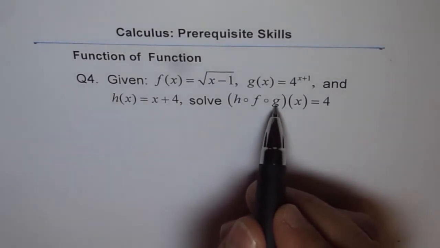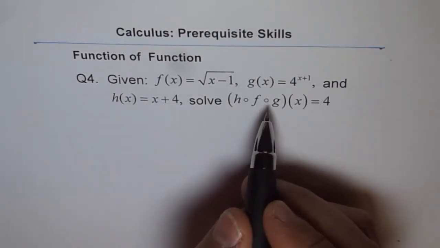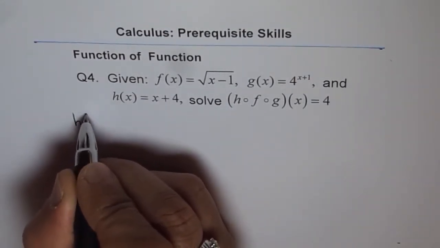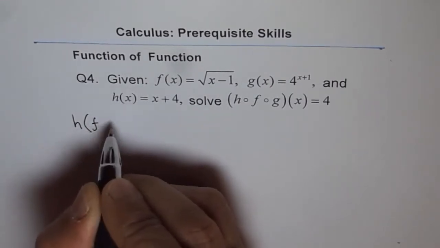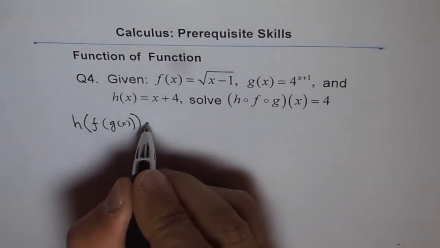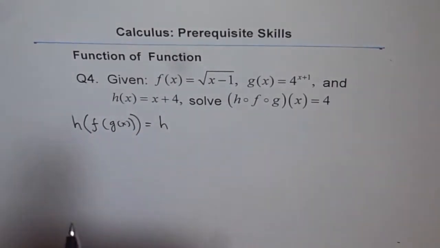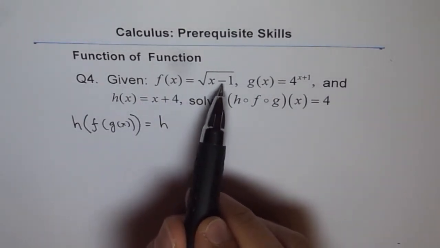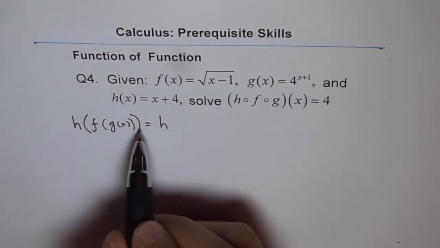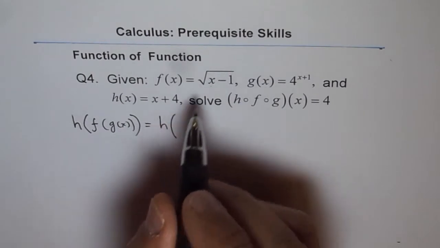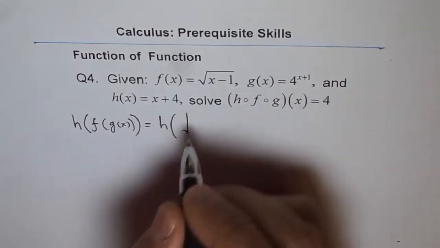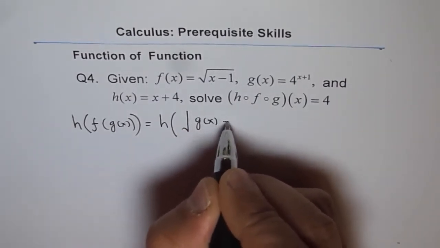We'll start from inside out, right? So we'll first do f of g and keep h outside. What I mean to say is we will do it like this: h of f of g of x. Do you see that? That is what we'll start with. In the function f of x equals square root of x minus 1, we'll replace this x with g of x. That is what this means, right? So f of g of x means replace this x with g of x, so we have square root of g of x minus 1.